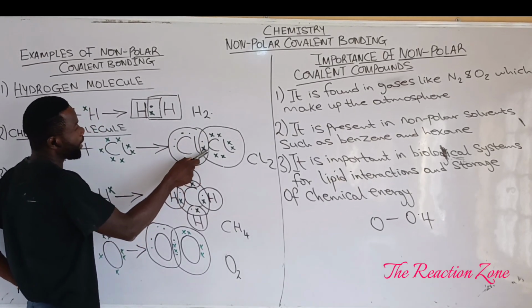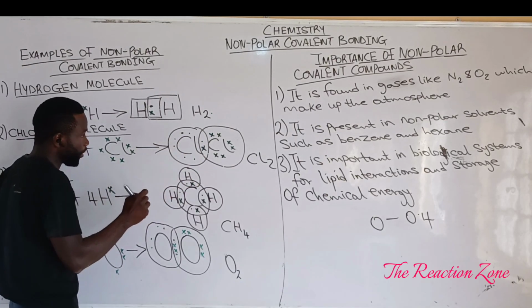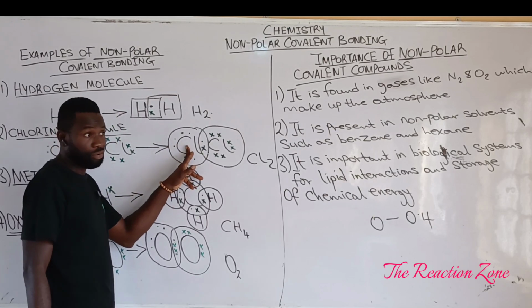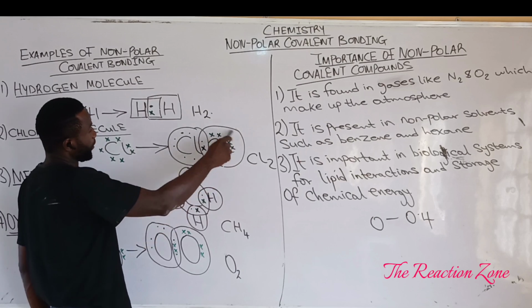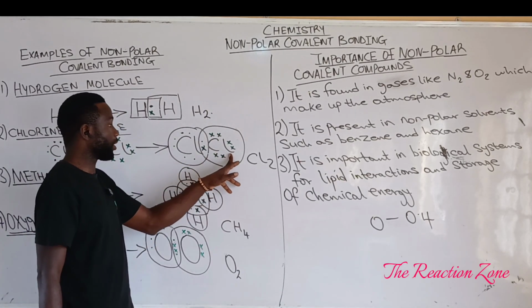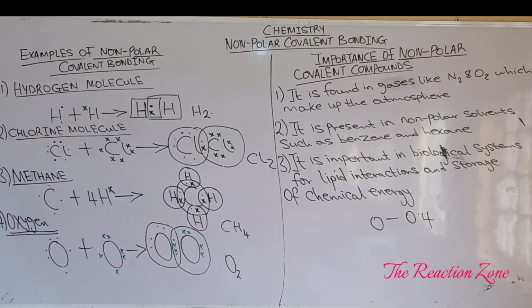When you look at the number of electrons in this particular circle, it is 8, which means that in the bonded state, this chlorine atom has an octet configuration. When you also look at the number of electrons in this other circle, it is 8, which tells you that in the bonded state, this chlorine atom also has an octet configuration. The third example is methane.